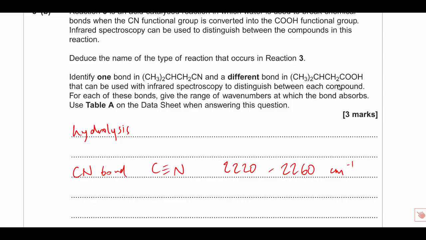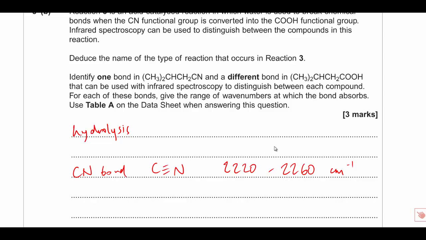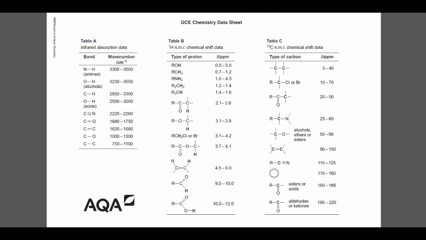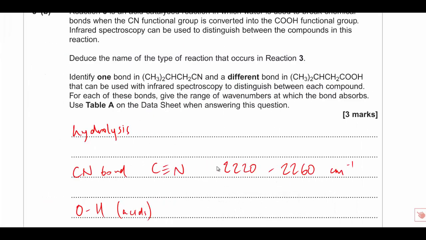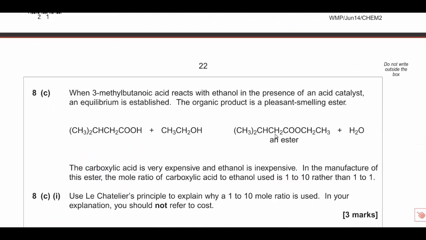The other one we are going to look at, it's got a few options here. I'd probably go the OH acids, I think would be my gut feeling there. My absorption range there, data sheet 2500 to 3000. And that's our marks done. That's not too bad of a question. There's a lot of words, but actually the answer isn't too bad at all.